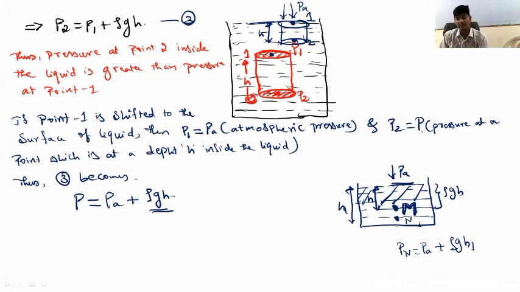Look, as the depth of the point increases, the pressure at that point also goes on increasing. The pressure at point M is PA plus rho g h. The pressure at point N is PA plus rho g H1. H1 is greater than H, so the pressure at point N is greater than the pressure at point M. So this is the pressure at any point inside a liquid.